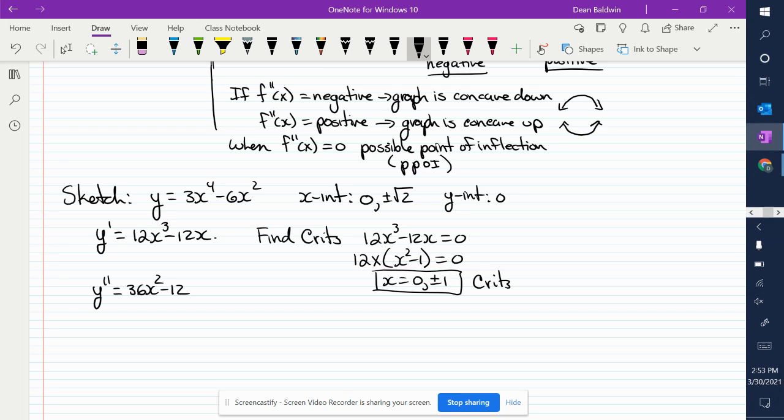So now, once you have your second derivative, it's just like the critical numbers, except they don't call them the critical numbers because critical numbers are to find your maxes and mins. You are finding the points of inflection, essentially the curvature of the graph. So all you do is you set the second derivative equal to 0, the same way you did for the first derivative. Okay, so find your PPOI. And doing that, all you do is you go 36x squared minus 12 is equal to 0.